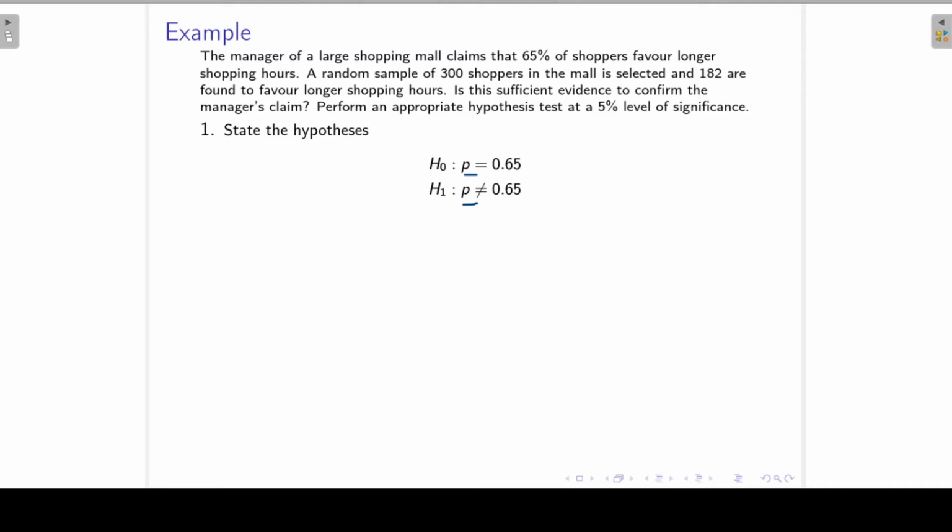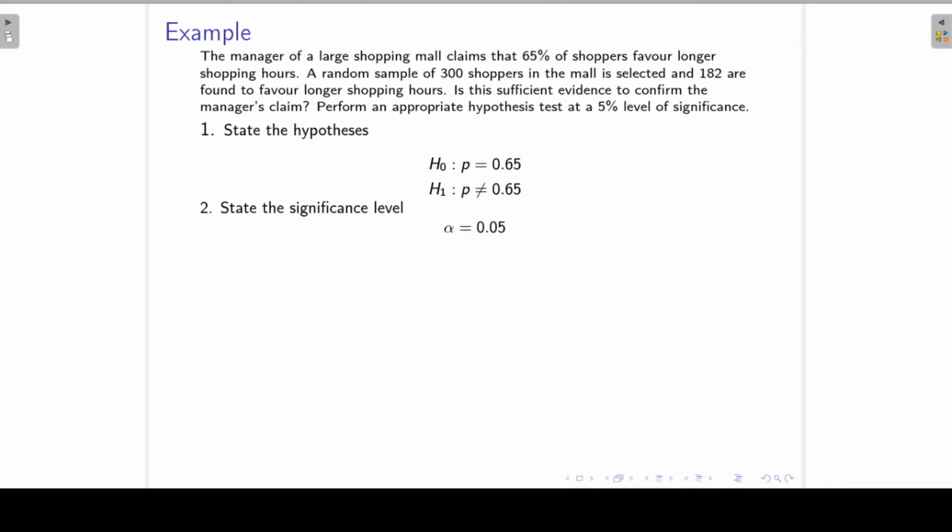If you read through this example, you will see that there is no indication that we are testing to a specific side. There are no indications that we want to test that the proportion of shoppers that prefer longer shopping hours is less than 65%, or that the proportion of shoppers that prefer longer shopping hours is more than 65%. So because there are no specific indications to the left or to the right, our alternative is the two-sided alternative. Then in step 2, again, our level of significance is given here as 5%.